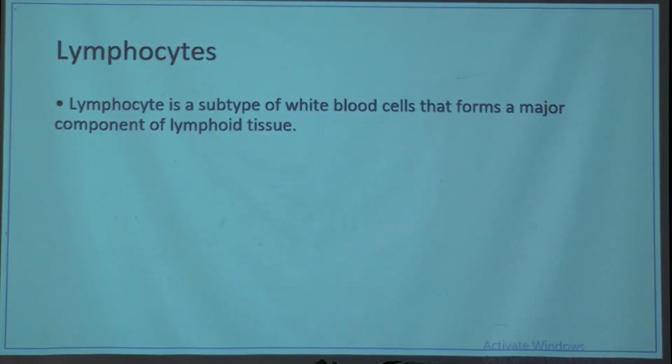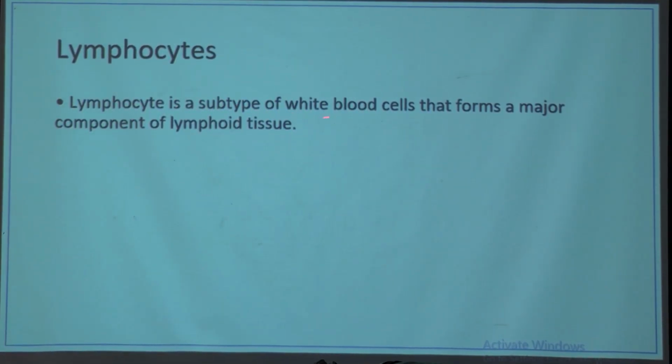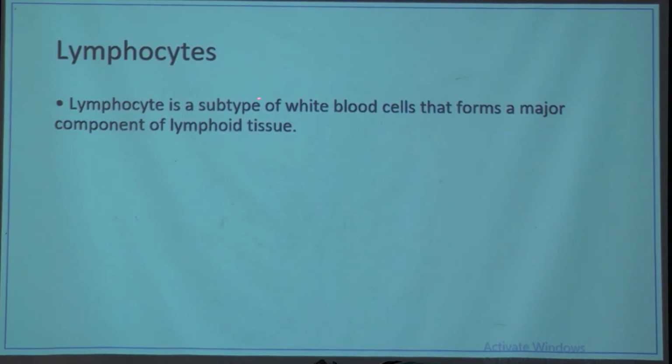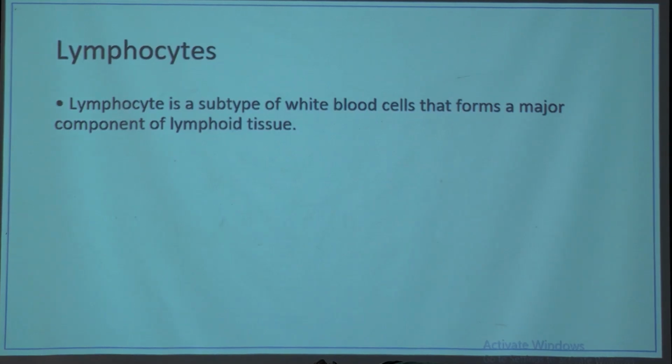Now, lymphocyte is a subtype of white blood cell that forms a major component of lymphoid tissue.